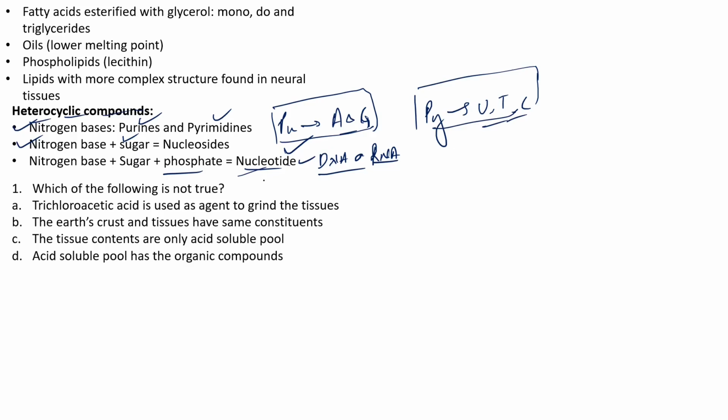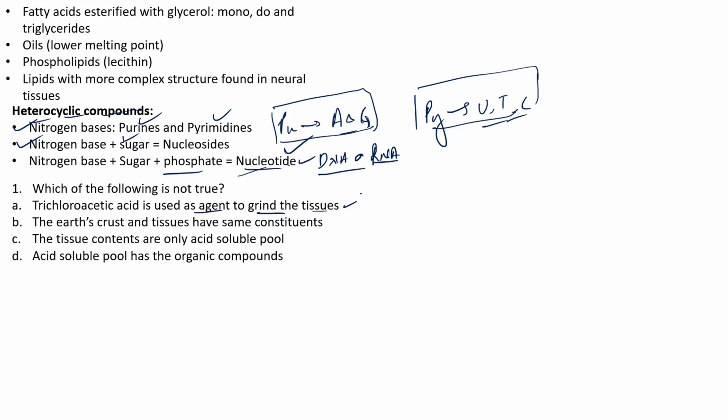The first question is: which of the following is not true? Trichloroacetic acid is used as an agent to grind the tissues. The earth crust and the tissues have the same constituents. The tissue contents are only acid soluble. The acid soluble pool has organic compounds. You can make out that trichloroacetic acid is used as an agent, we can say a buffer or an organic solvent, for the grinding of tissues. This statement is actually true.